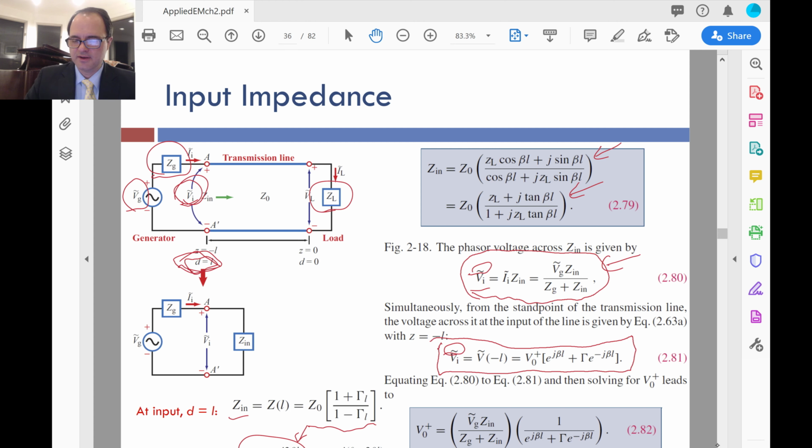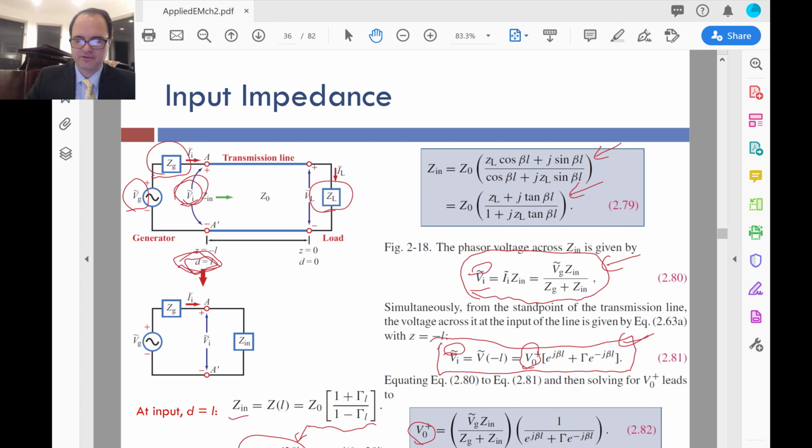But we have another one, the one that we've been working with up till now in this chapter, the phasor at z equals minus L. So we're back into the z notation. It doesn't matter, we could have used D notation as well, but then we just would have had the L here. So we have two equations, and we can solve for the unknown that we want. In this case, we want V naught plus, and this is what we have.